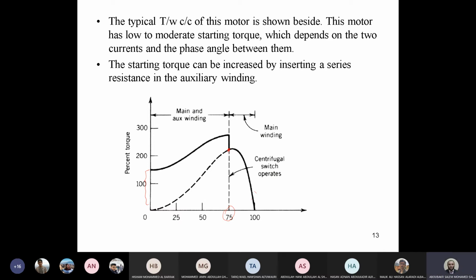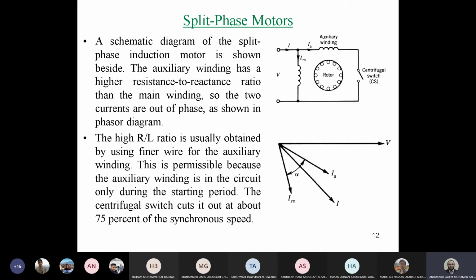As we said in the beginning, in the first class, each type of starting will give a name for the motor itself. If we have this method in starting, we will call it a split phase motor. All of them are single phase, we know that. However, we give a name for the single phase induction motor based on the starting technique. So the starting technique here is split phase, so we can call the motor a split phase motor.